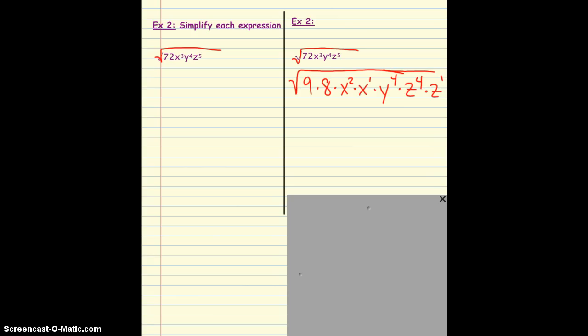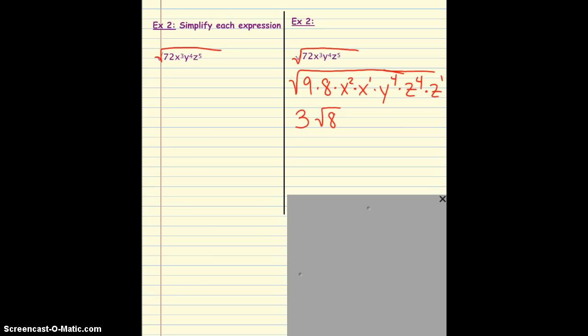All right, then let's go through and do the perfect squares. Square root of 9, that's 3. Square root of 8, well actually that could be broken down a little bit further, but we'll do that in a second. So that's not a perfect square, we'll leave it square root of 8.